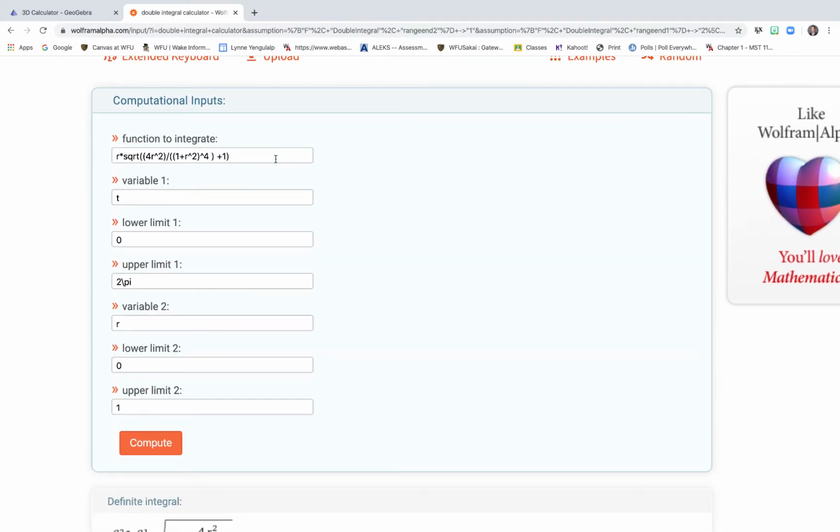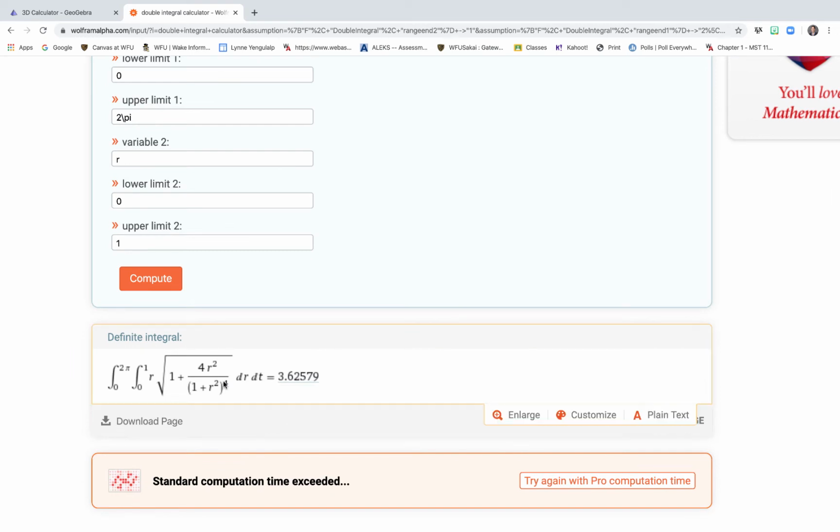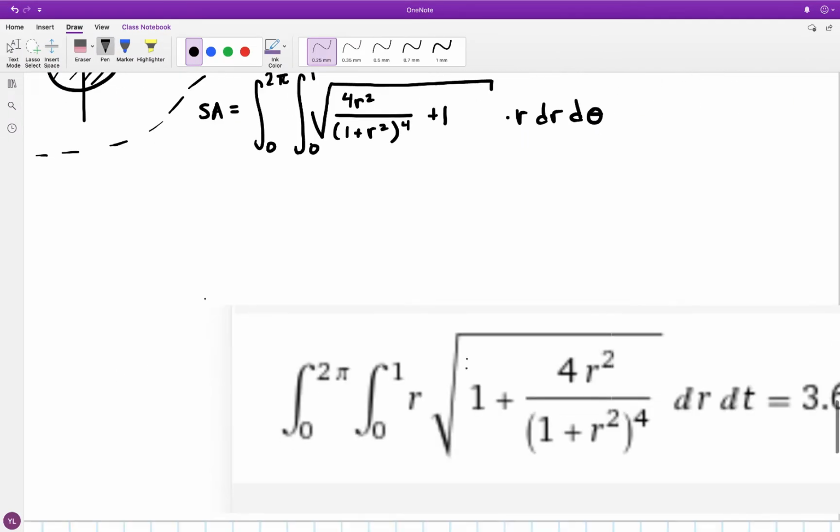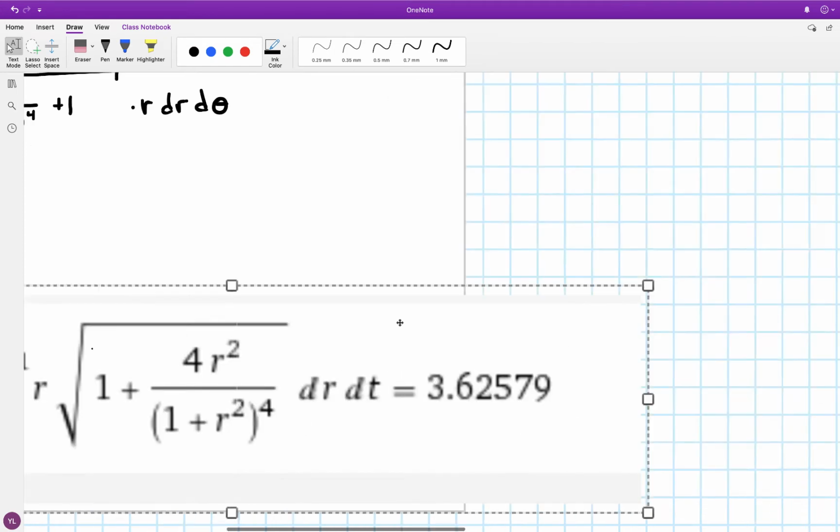Wolfram Alpha does double integrals for you. So I typed in the integrand and the limits. I confirm that that's the integral that it's computing, and it's about 3.6, I guess, as an answer. So I'm just going to go ahead and copy that whole image over here, and that's my answer.